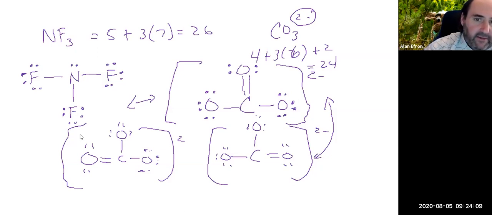So at any given point in time, they may be to the left, they may be to the right, but they are sort of moving. And so any one of those structures would be perfectly fine to draw. If you're asked to draw all the resonance structures, then technically you should draw all three of those.